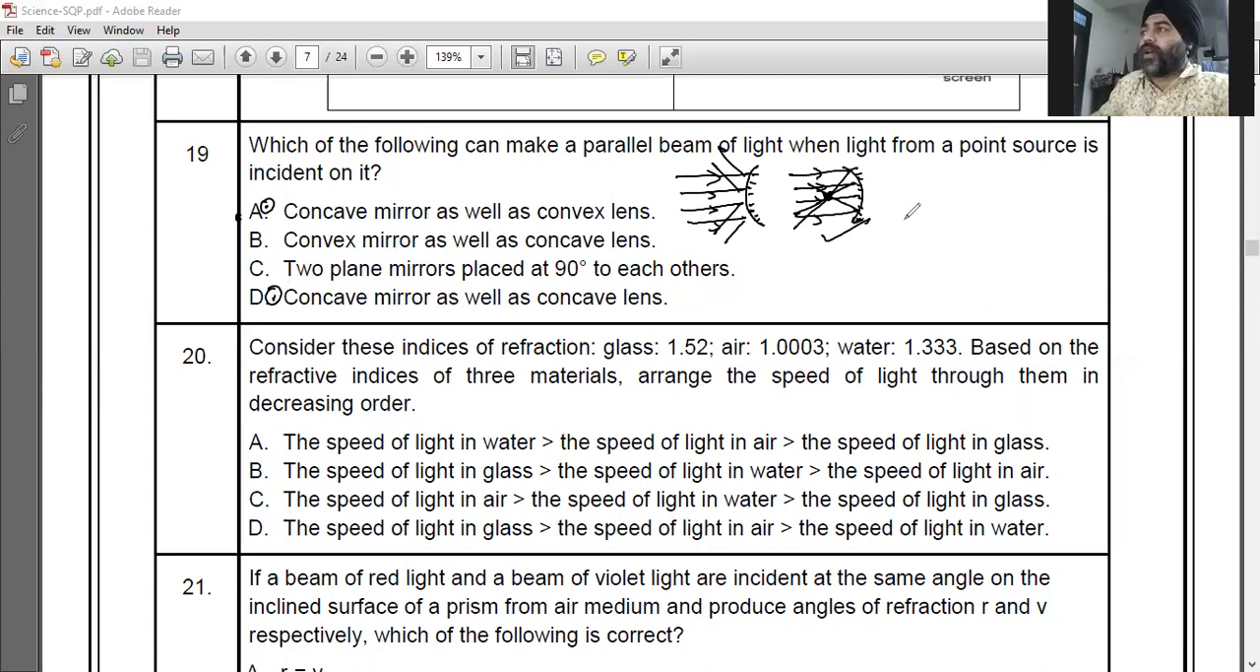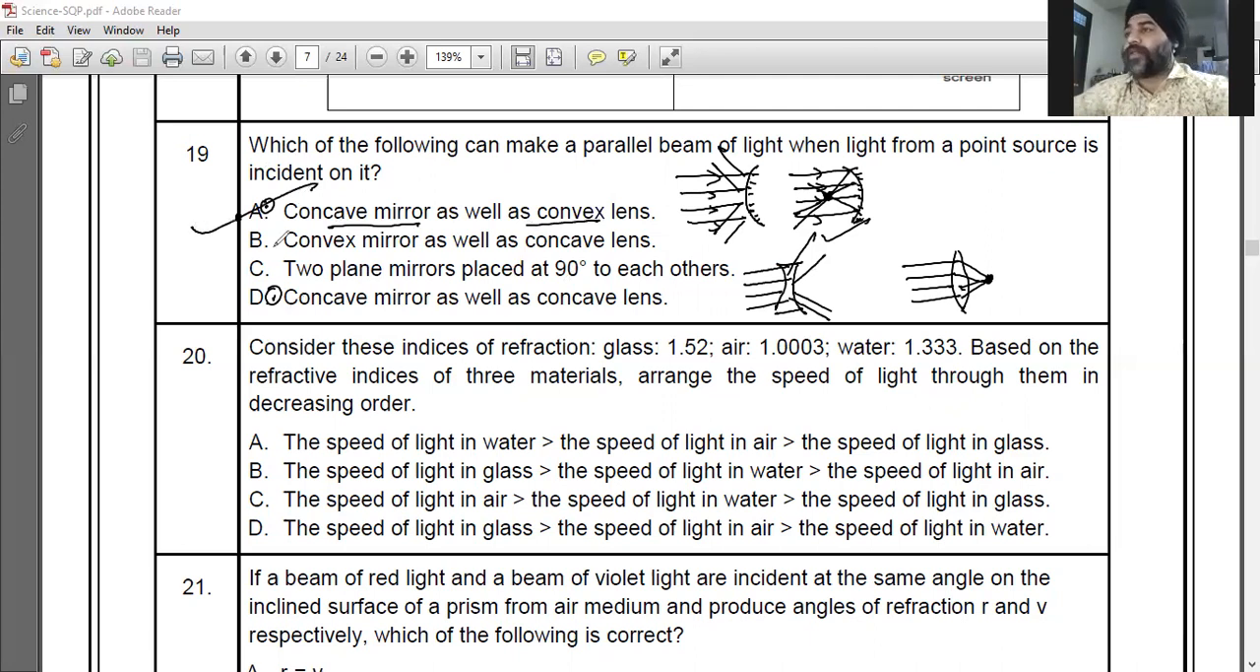Okay, now we will test this for the lens. Now when you take a concave lens, when light rays pass through this concave lens, it is going to diverge. So it means they are not going to meet. Now when we talk about convex lens, all of you know that a convex lens converges the light rays at a point. So if you do it in reverse, if you place a point source of light here, they will become parallel. So convex lens is correct. So here you can find concave mirror as well as convex lens. So this option is correct.